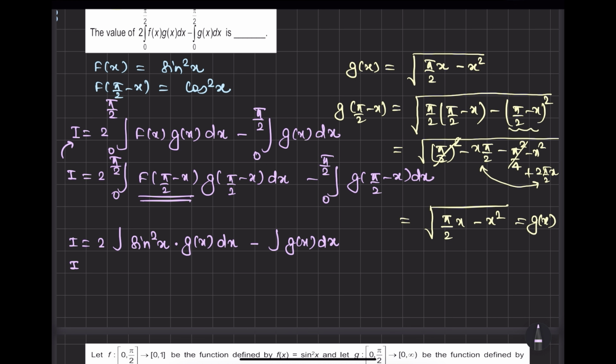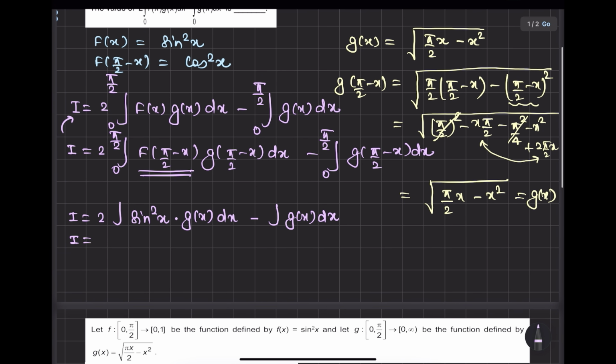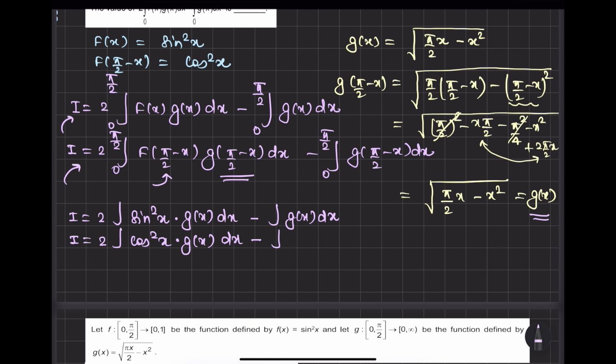Then again, now I am applying the papa property, which means I am manipulating this. So you will have 2 times the integration. This thing will become cos square x g of x, because g of 90 minus x is nothing but g of x dx, minus the same thing. This g of 90 minus x will become g of x only, g of x dx.